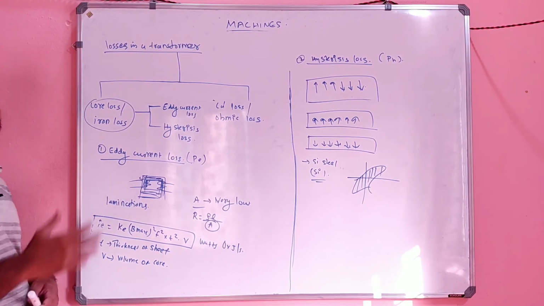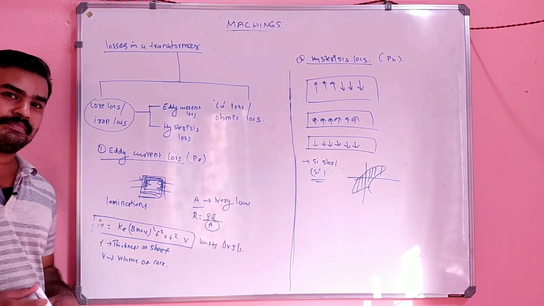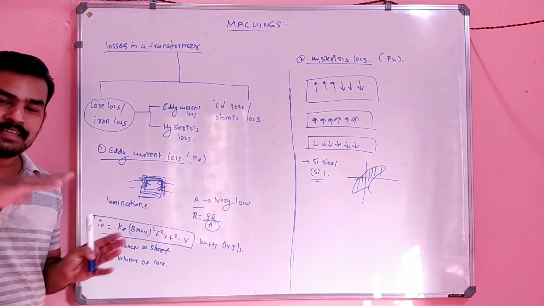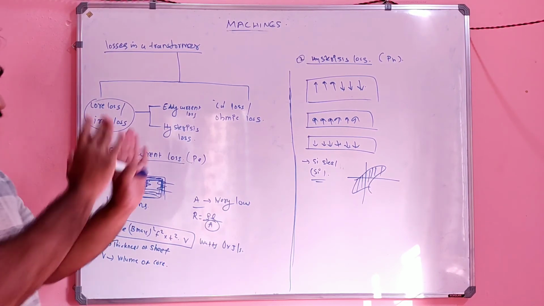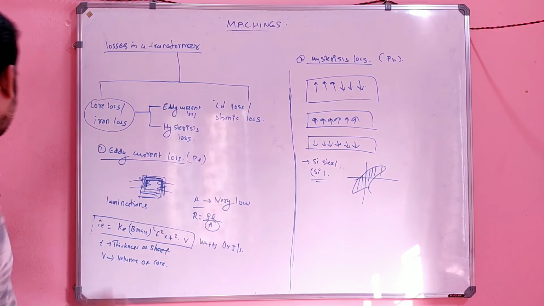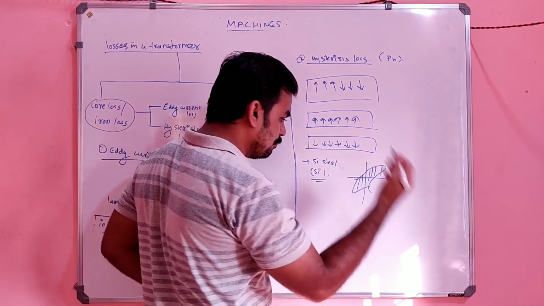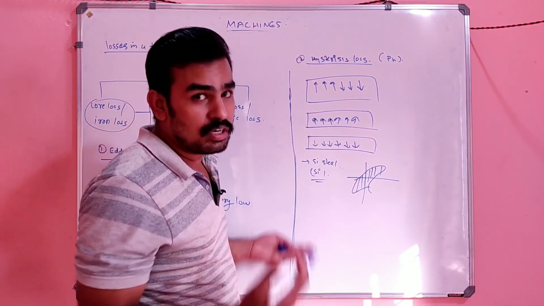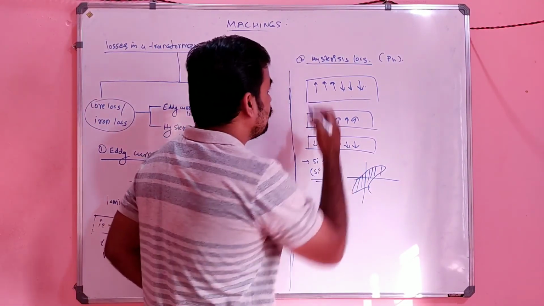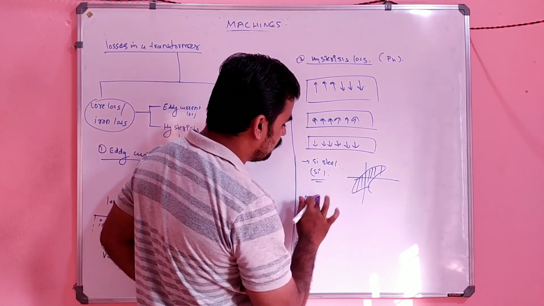The area of the BH curve represents the hysteresis loss. We will study it in a separate session; for now I just gave an introduction. There is an equation for this hysteresis loss, which arises due to the imperfection in the core magnetic material.